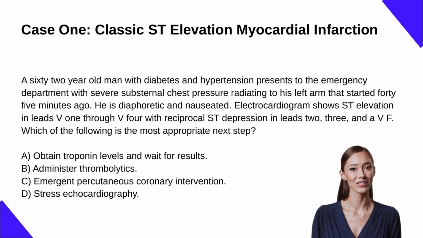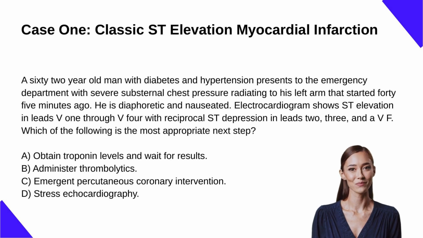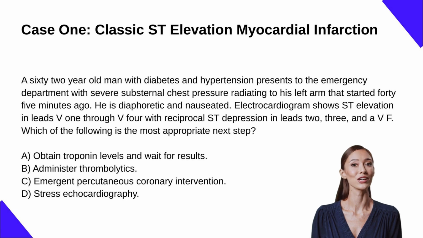Read this STEM carefully. A 62-year-old man with diabetes and hypertension presents with severe substernal chest pressure radiating to his left arm. It started 45 minutes ago. He is diaphoretic and nauseated. The electrocardiogram shows ST elevation in leads V1 through V4 with reciprocal ST depression in leads 2, 3, and aVF. Before I reveal the answer, think about what the question is really asking. What is the diagnosis, and what is the most appropriate next step?